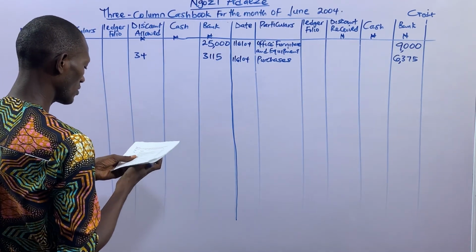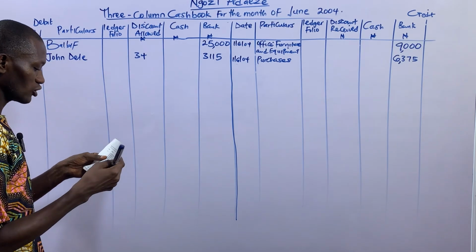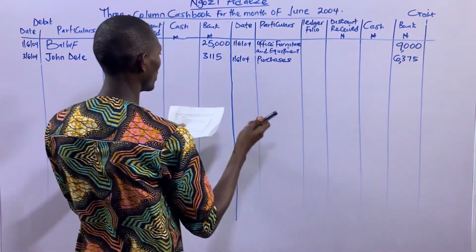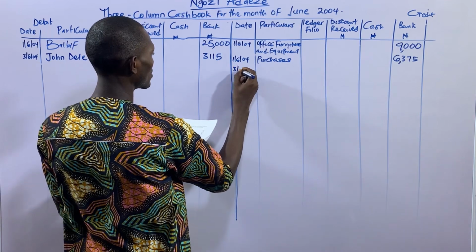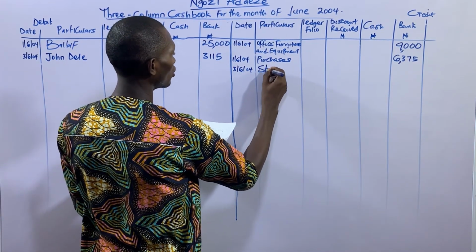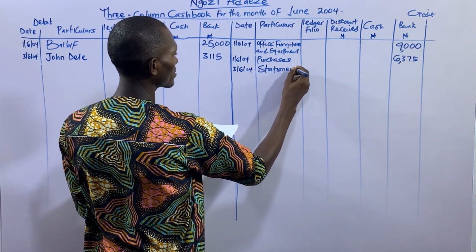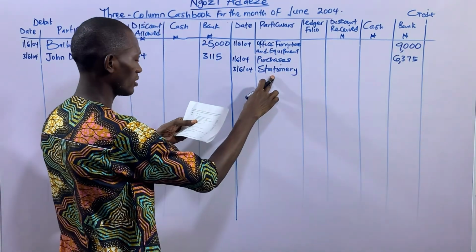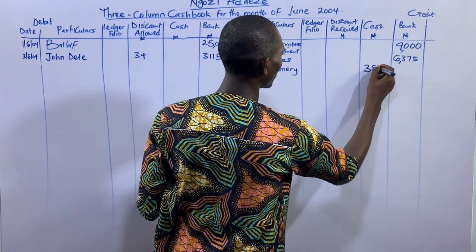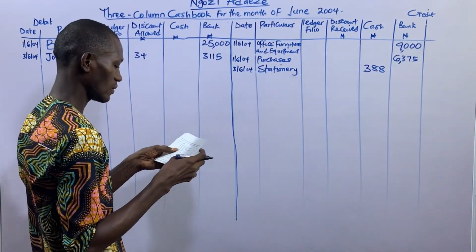Then the same day, June 3, purchase stationery with cash. So we are purchasing with cash, so we credit the cash. So that's 3/6/04. Then the particular is going to be what we purchased, since it was mentioned, and that's stationery. We're going to put it here. Then that's cash, 388. That's what we have.